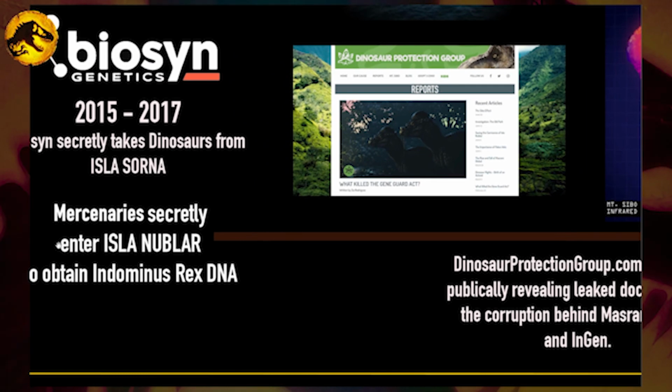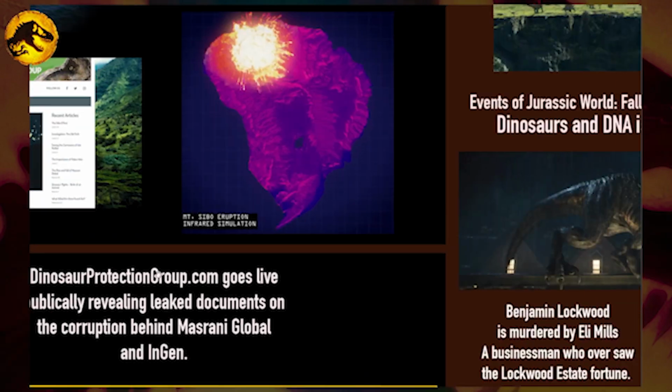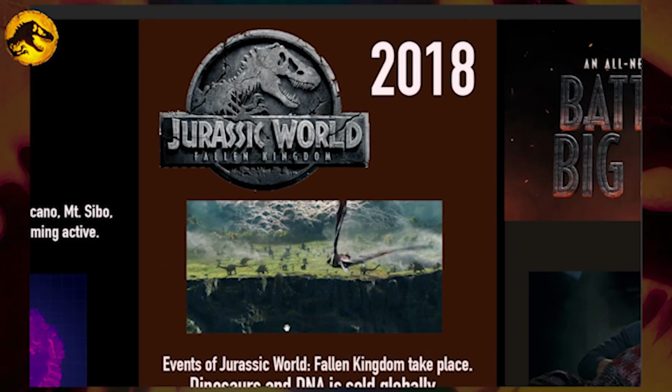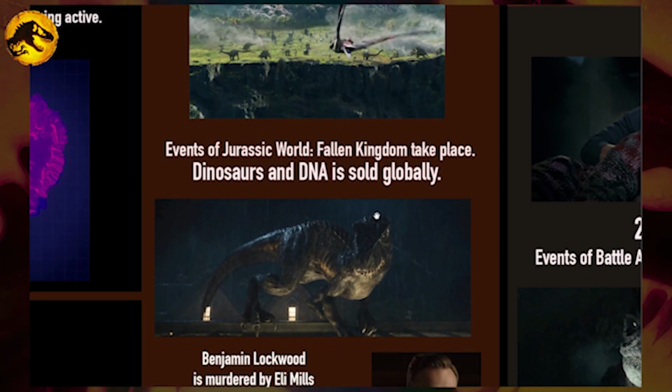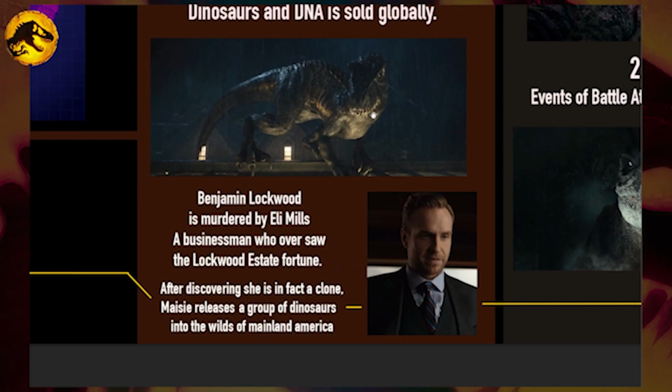So I've got the brown line here for the mercenaries stealing the Indominus Rex DNA, leading to Jurassic World Fallen Kingdom in 2018. So the events of Jurassic World Fallen Kingdom take place. Dinosaurs and their DNA are sold globally. Benjamin Lockwood is murdered by Eli Mills, a business owner who oversaw the Lockwood estate fortune, this guy here.